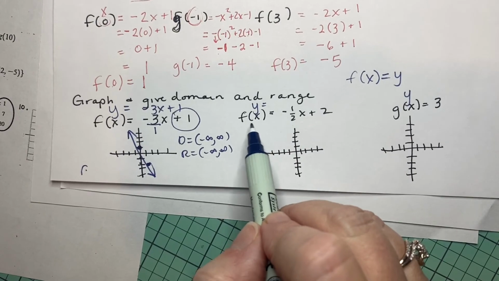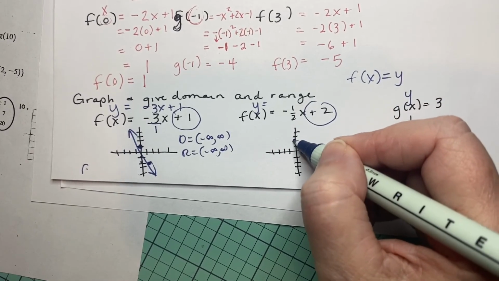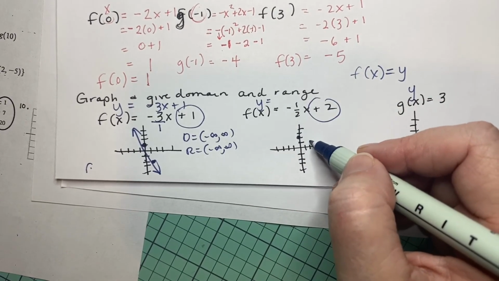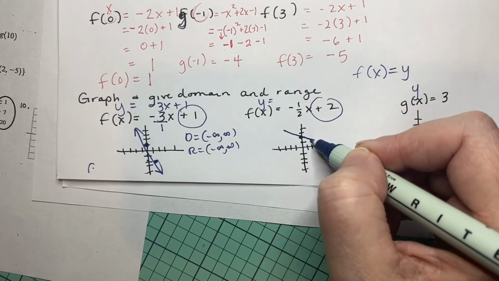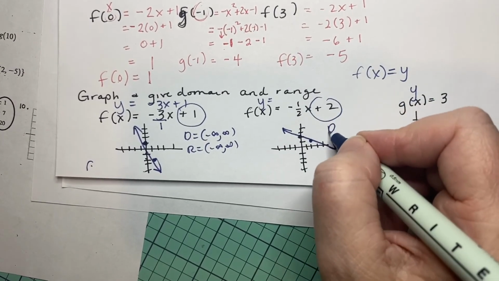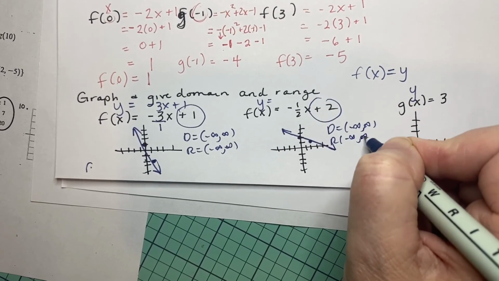The same thing goes for this one. f of x really just means y equals. So my y-intercept is 2, and the slope is negative 1/2. That tells me I go down 1 and to the right 2. If you're lost on graphing, you need to go back and watch the 7.1 video. Domain is negative infinity to infinity. Range is negative infinity to infinity.